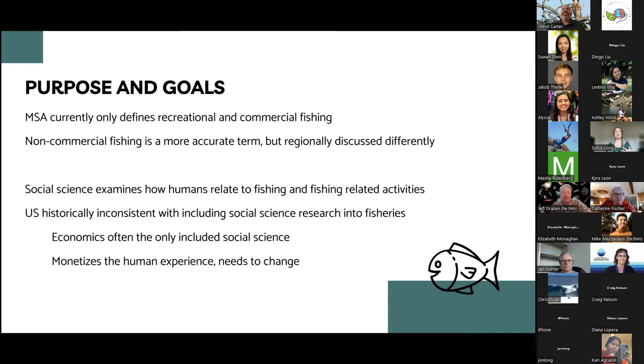So what is social science with respect to fishing? Essentially, it examines how humans relate to fishing and fishing-related activities, which is a huge part of fishing as an experience as a whole. But unfortunately, the United States has been historically inconsistent with including social science research in fisheries management and fisheries policy. Economics are often the only type of included social science, but that tends to monetize the human experience, focusing largely on quantitative data analysis. And that needs to be updated and changed because, again, there are so many elements of social interaction and cultural importance that are associated with fishing.